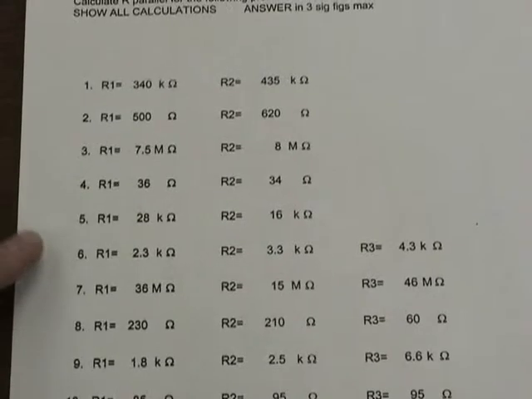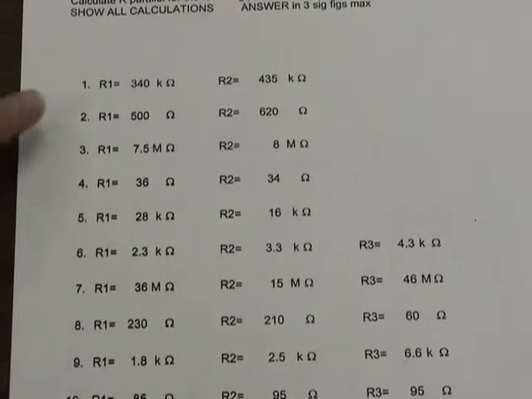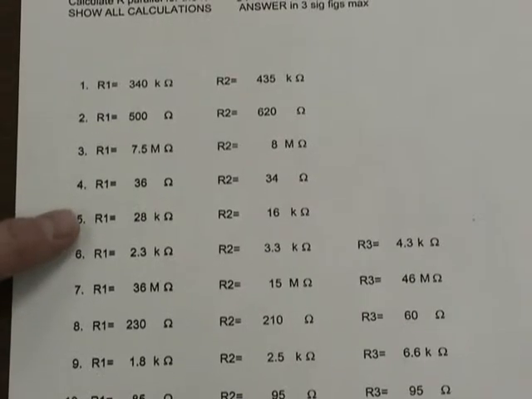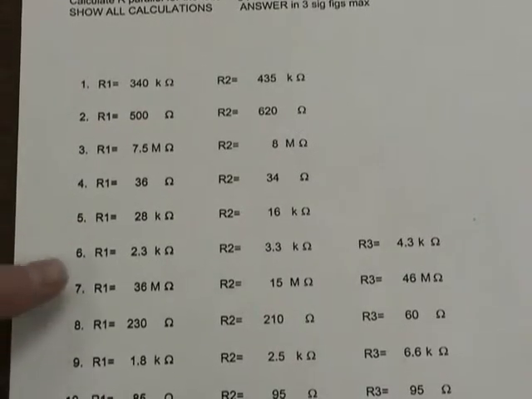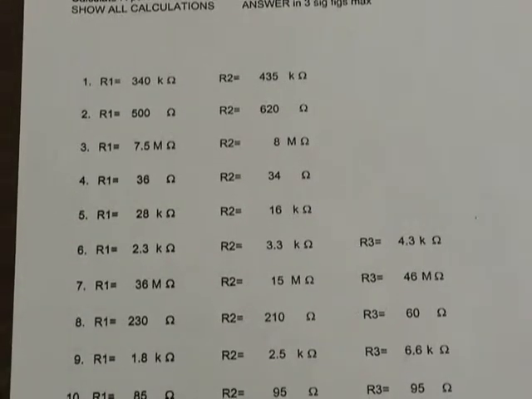Well, this is the parallel resistance worksheet. Problems 1 through 5, you can see that there's 2 resistors. And problems 6 through 10, there's 3. So we'll use 2 different formulas to do this worksheet. Problems 1 through 5 will use R1, R2 over R1 plus R2. And 6 through 10 will use the 1 over each resistor, and I'll write that out.